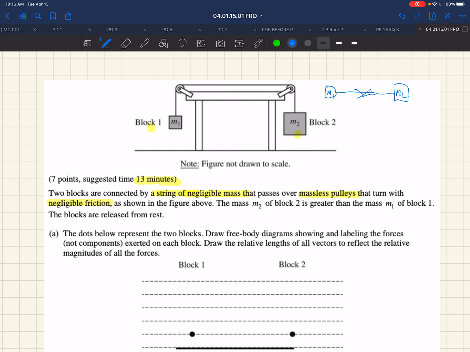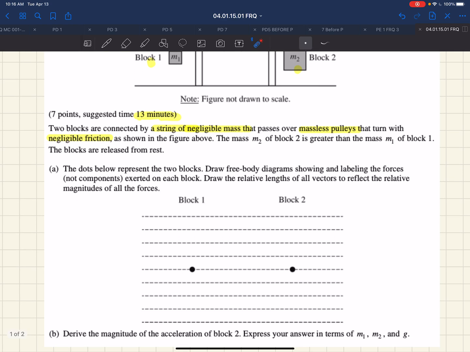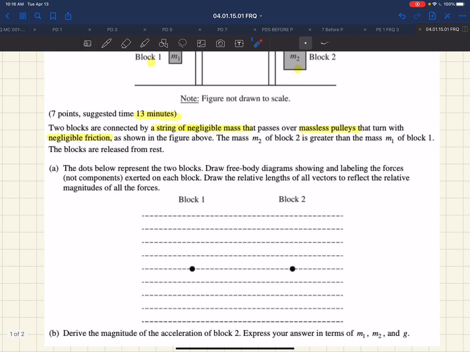And of course, we know everywhere inside this string, the force is the same. But this whole system is accelerating to the right. So they'll share the acceleration. So now we want to know the two blocks. We want to draw free body diagrams and label the forces. We must have labels as well. So draw free body diagrams, label the forces. Draw relative lengths to reflect the relative magnitudes.